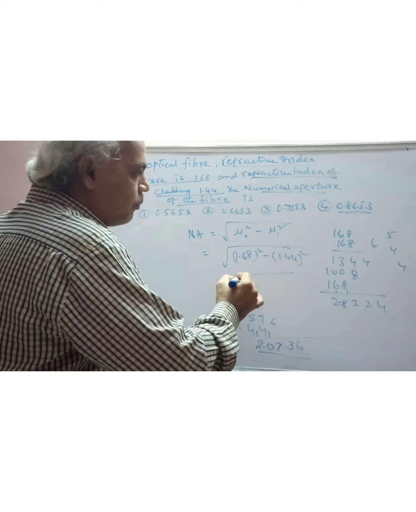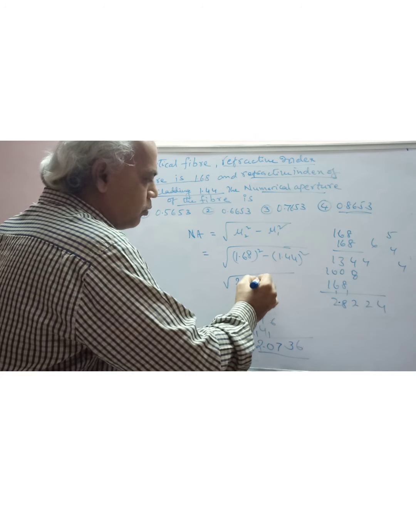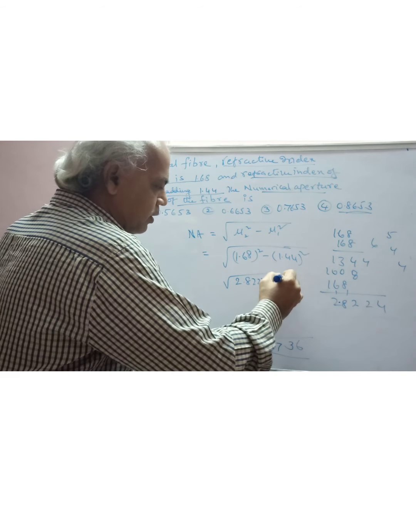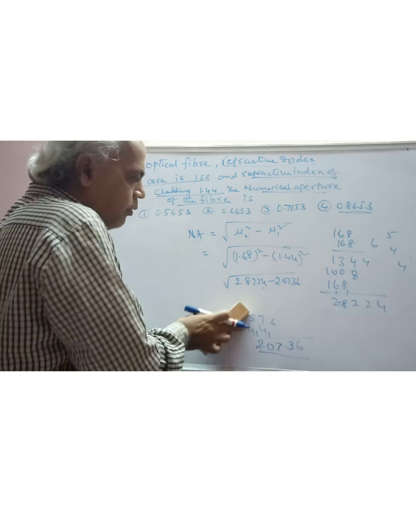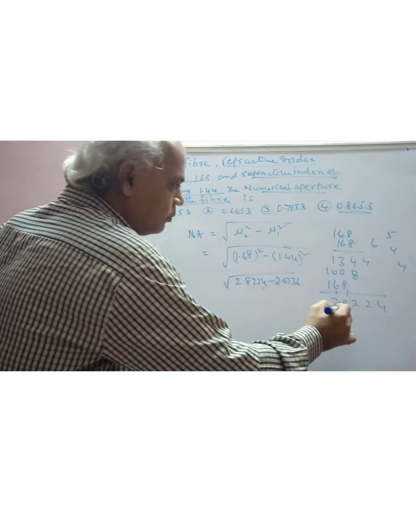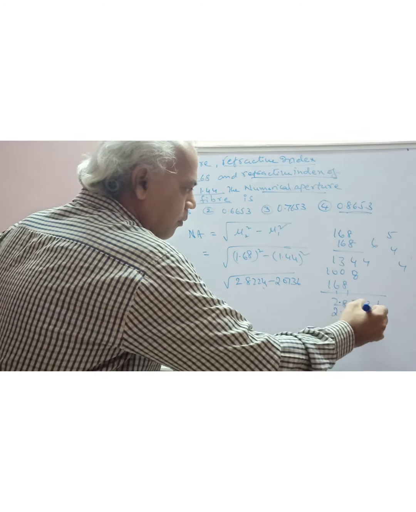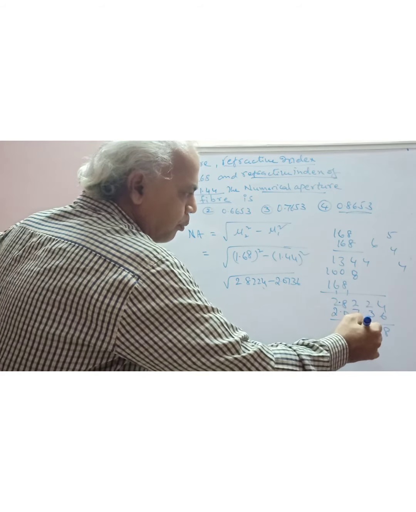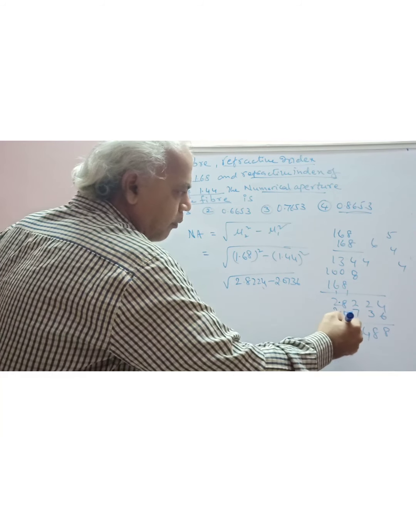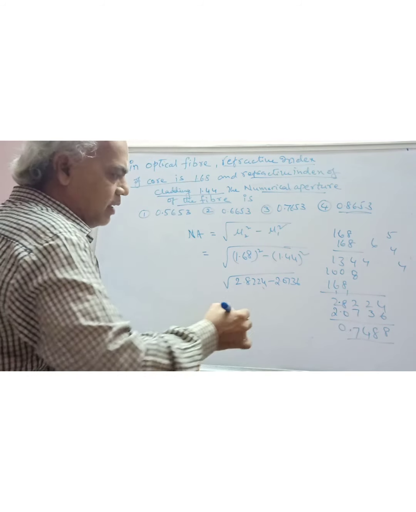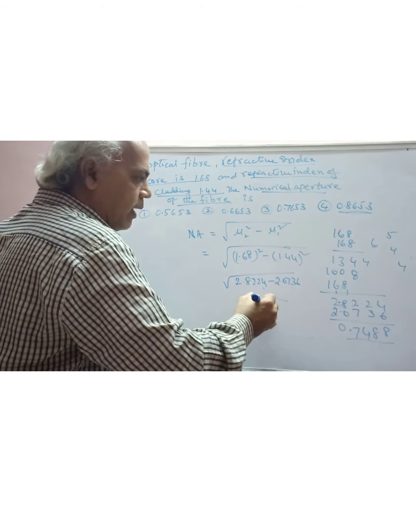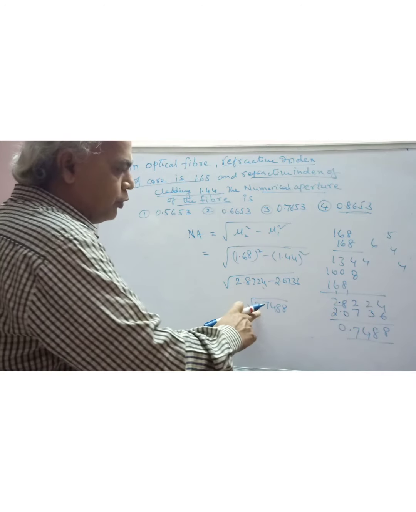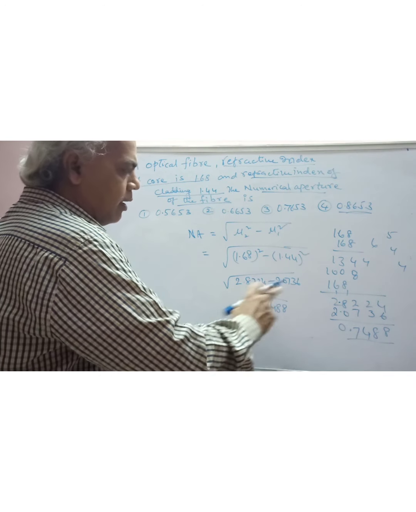So you substitute these values in this expression. Root of 2.8224 minus 2.0736. We obtain that it is 0.7488. 0.7488, it is under root.